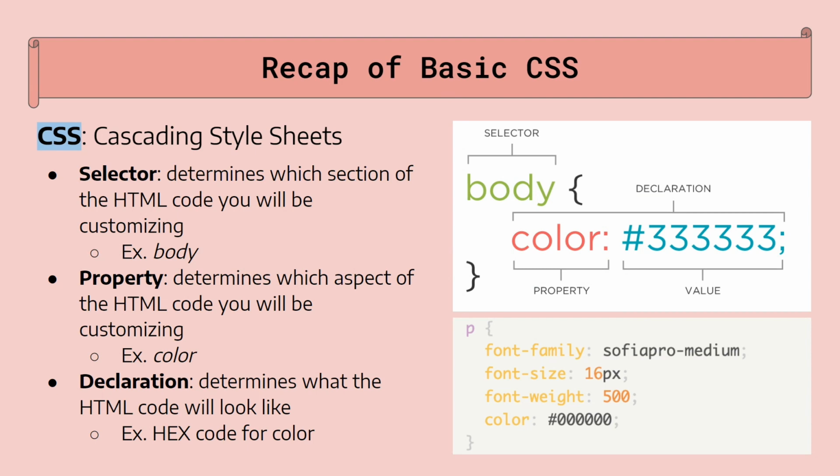Here's a brief recap of the basic CSS that we learned in our second lesson. The selector determines which section of the HTML code will be customized. A property determines which aspect of the HTML code you will be customizing, and the declaration determines what the HTML code will look like.